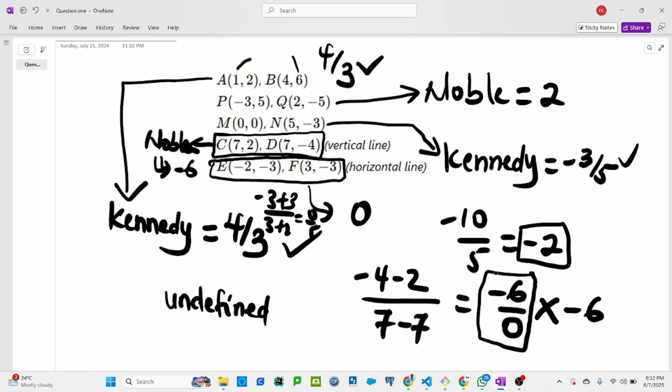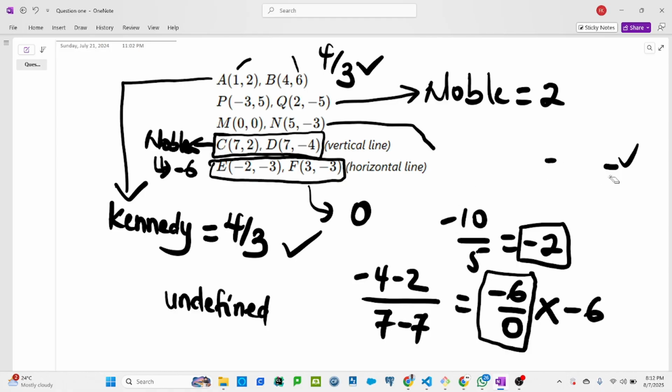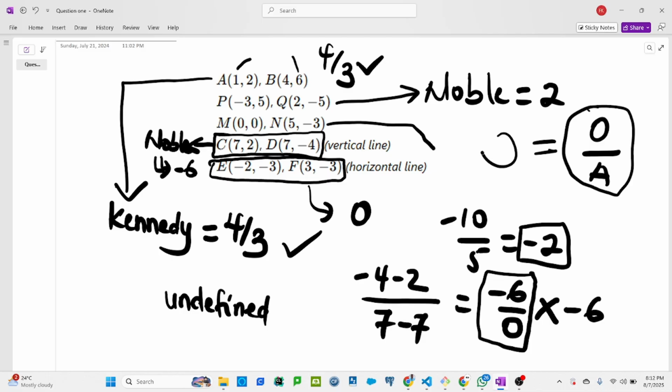Yes, sir. Any question? Someone raise their hand. Sir, I would like to throw some light on this point. Okay, for the undefined and the zero: when you are done finding the gradient and you have 0 over a number, when the top is 0, the final answer is 0. But when the bottom is 0, this is undefined. A fraction can never have a denominator of 0.